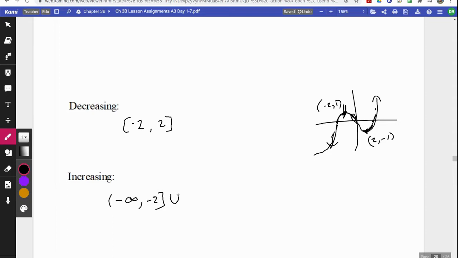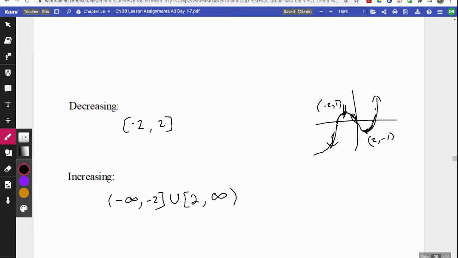And that's a U. It's a symbol for the word union. So it just means including for us right now. And it starts from 2, starts increasing at 2, and then it increases forever in this graph. So to infinity. And I have to have parentheses here because infinity is not a definite number.